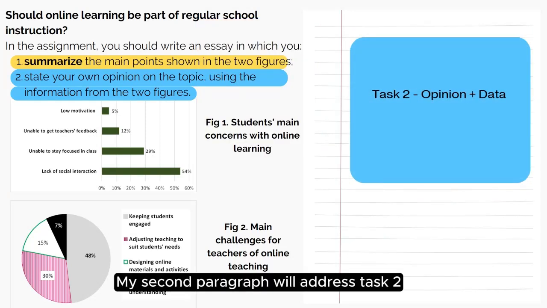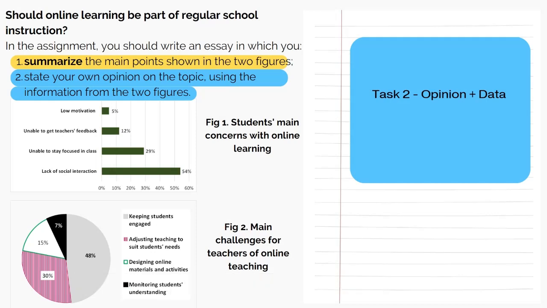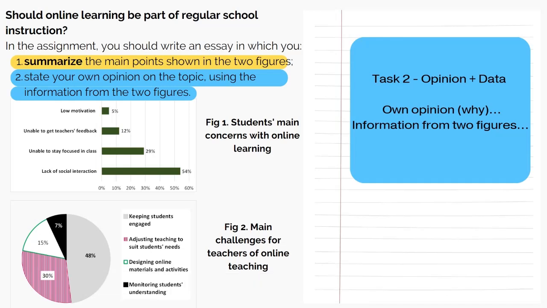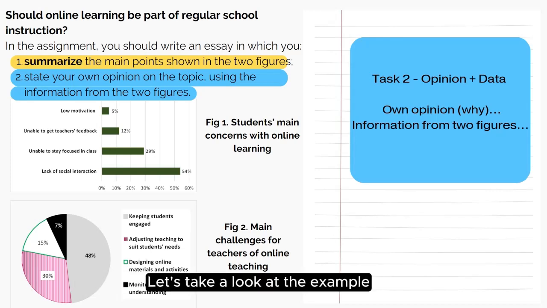My second paragraph will address Task 2, asking to share your opinion and integrate the data. How you do this is first state your own opinion and why. You must give reasons as to why you think something. Then you integrate information from the two figures. Let's take a look at the example.